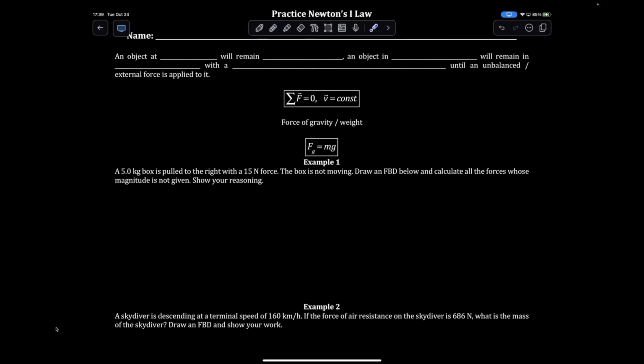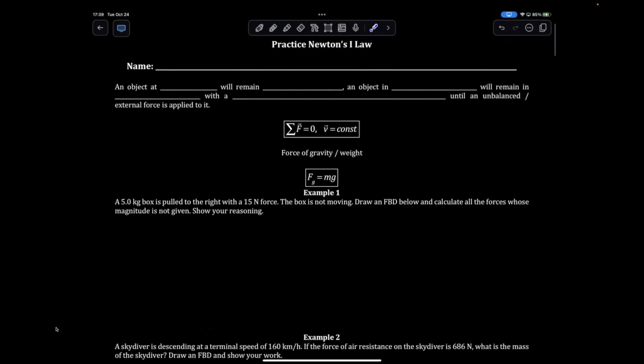Right, so let's go over our review for first law. First law: an object at rest will remain at rest. An object in motion will remain in motion with a constant velocity. Important, don't just say speed, because speed might mean that it's turning, and if it's turning, it is accelerating, which would not be Newton's first law. It would be Newton's second law.